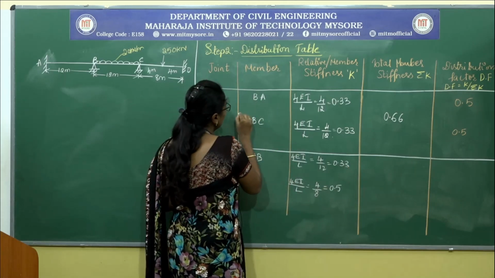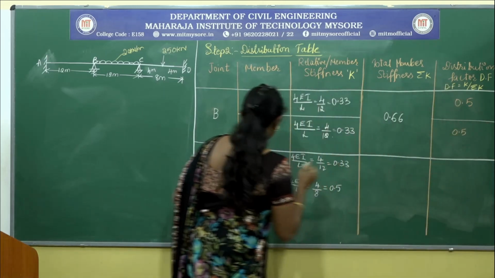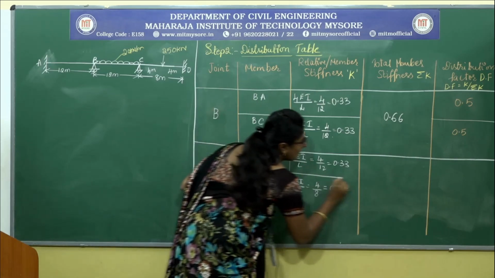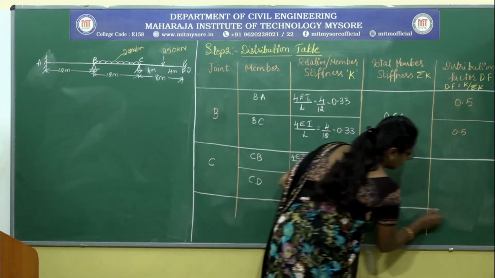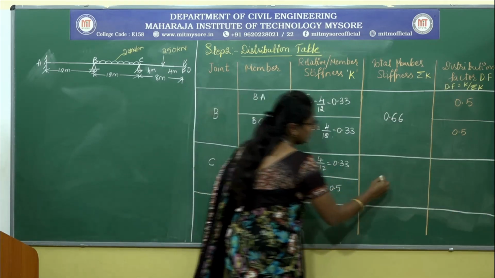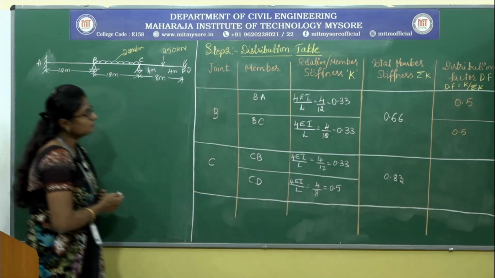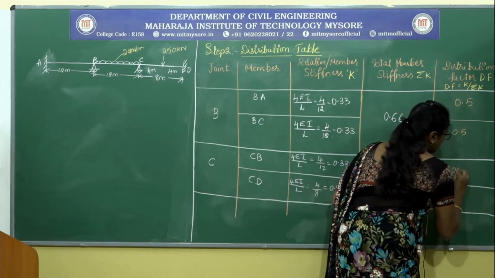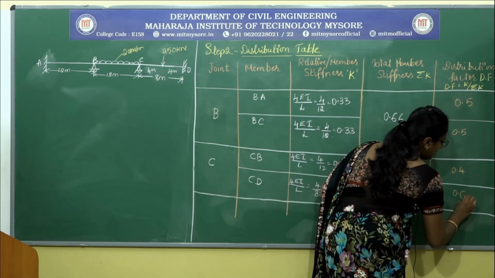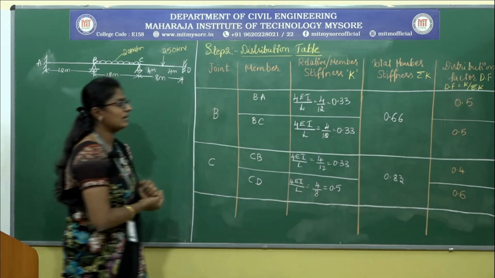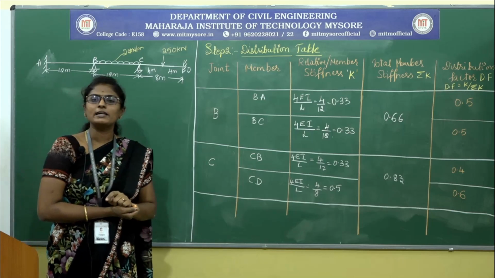So here I have to separate this. Even here. So now 0.33, 0.5 will fetch you 0.83. So what is the distribution factor for CB here? 0.4 and here 0.5 divided by 0.83 will give you 0.6. So this is how you calculate the distribution factor for each joint separately for its different members.